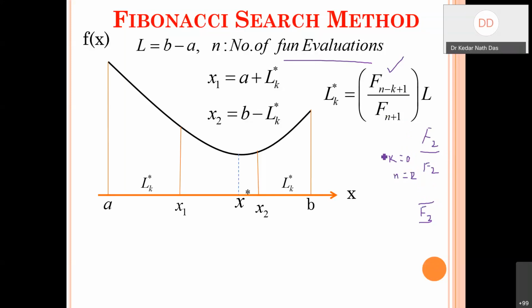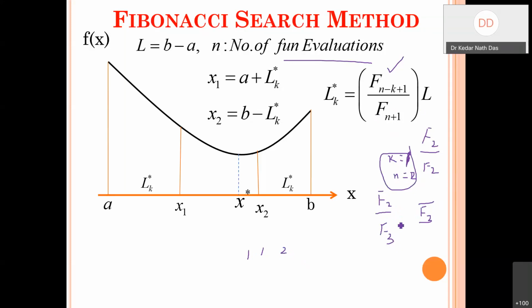But k will vary again from iteration to iteration. If I go for k is equal to 1 instead of 0, then I will have here 1, 1 cancelled out. So this will be F2 divided by F3 for n is equal to 2 and k is equal to 1. That means we can take the fraction of two consecutive Fibonacci numbers. F2 is 1 and F3 is going to be 2 there, because F0 is 1. So that is something like half of L. We are going to get the value of LK star as half of L.